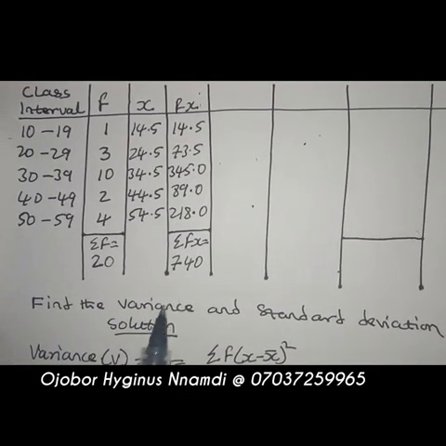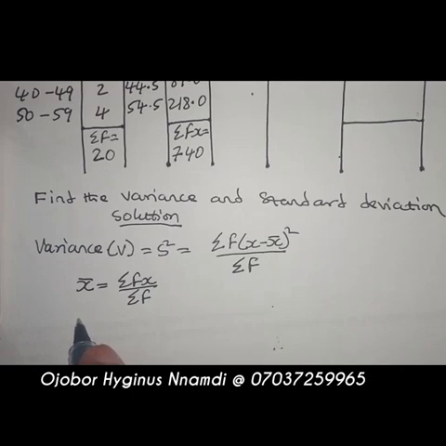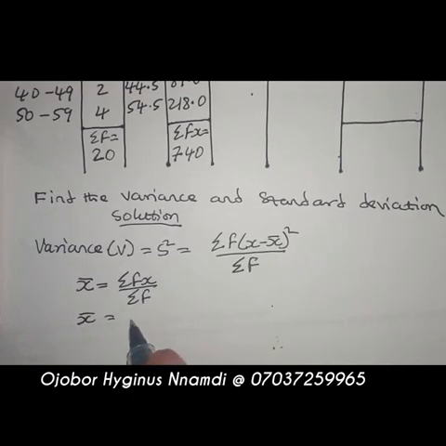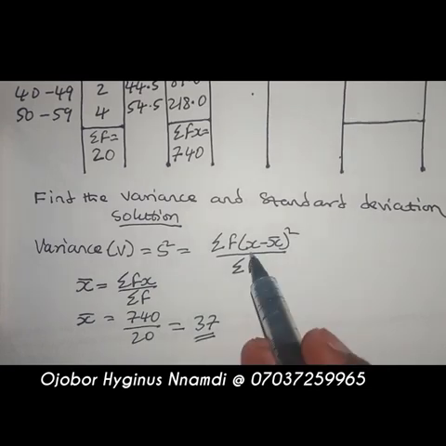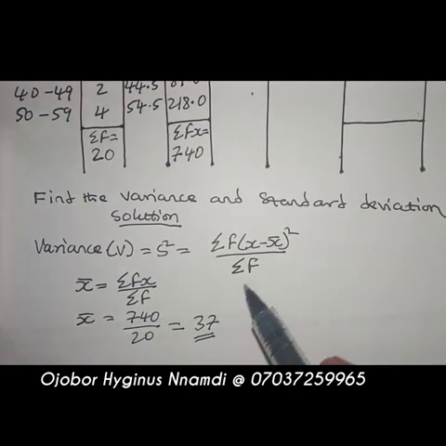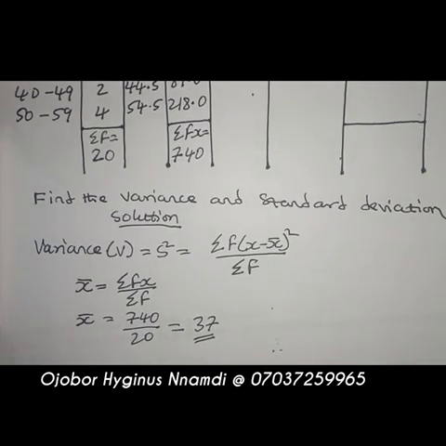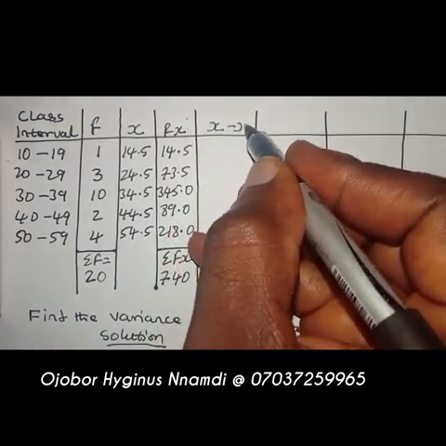Since we now know the sum of Fx and the sum of F, we can now calculate our mean. The mean will now be, the sum of Fx is 740, while the sum of F is 20. 740 divided by 20 will give 37. So the mean is 37. In order to get X minus the mean, we are going to be subtracting the mean from the individual X as we have. So the next column is X minus X bar.